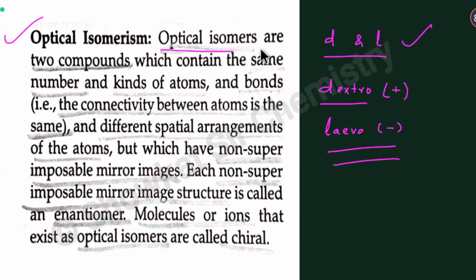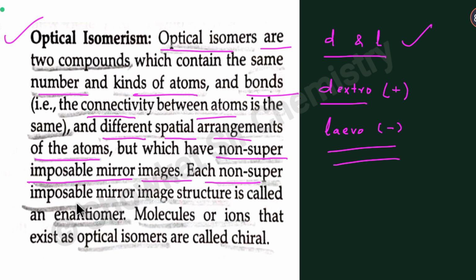You can just take a screenshot of this. Optical isomers are two compounds which contain the same number and same kind of atoms, so they have the same molecular formula. The bonds, that is the connectivity, will be the same here, but they differ in the spatial arrangement of the atoms, and they have non-superimposable mirror images. This is very important. Optical isomers should be non-superimposable with each other. That means their mirror images should not superimpose on each other. I will give the example on the next page.